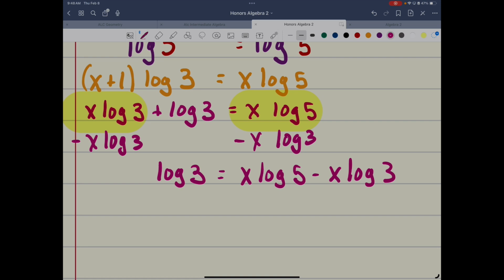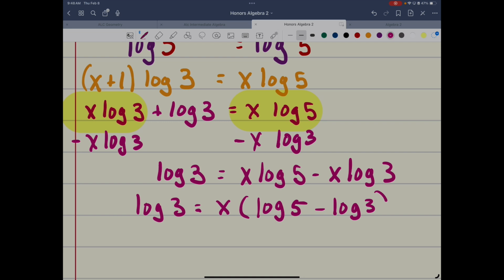Anybody have any thoughts what we could do next? What does that left-hand side have in common? Put it in your calculator. What does that left-hand side have in common? They have an x in common. So if they have an x in common, I can take out a GCF. If I take out the GCF on that right-hand side, that gives me x times log of 5 minus log of 3.